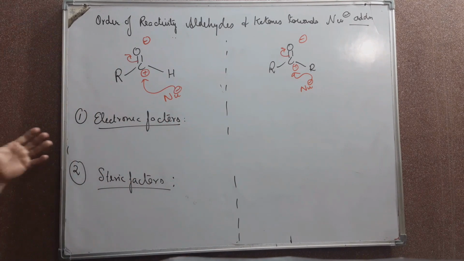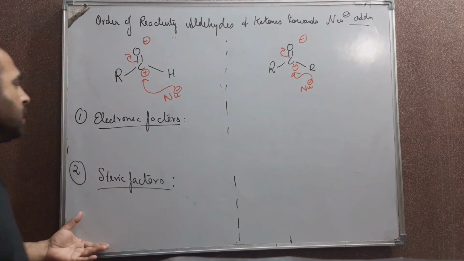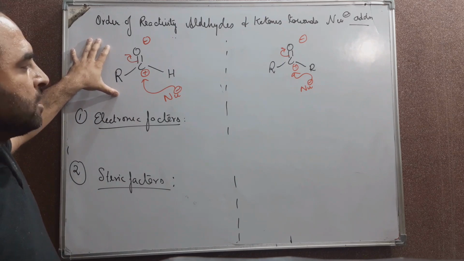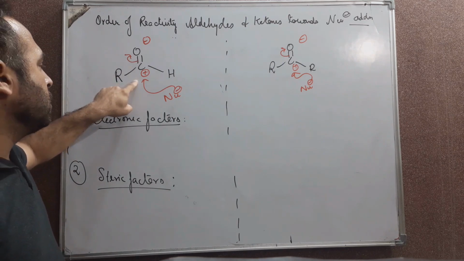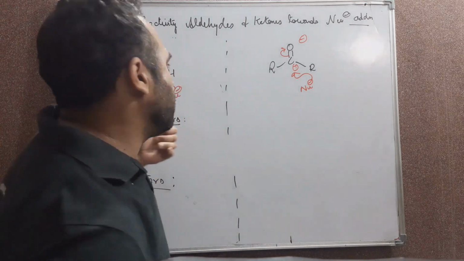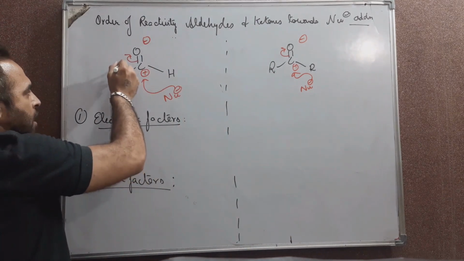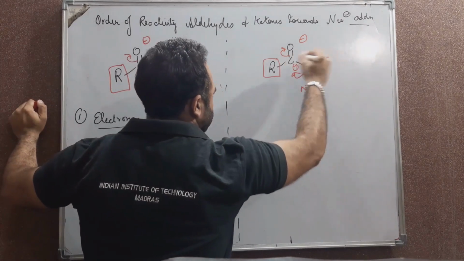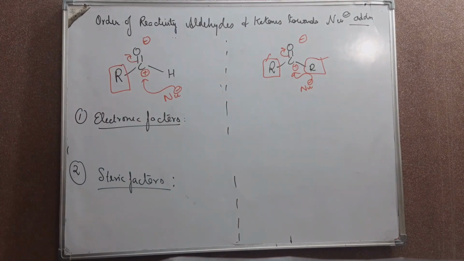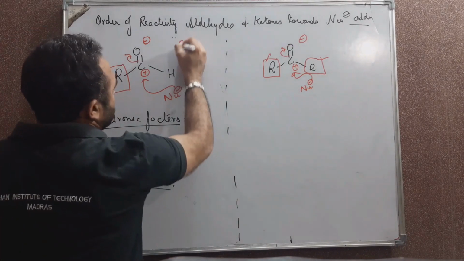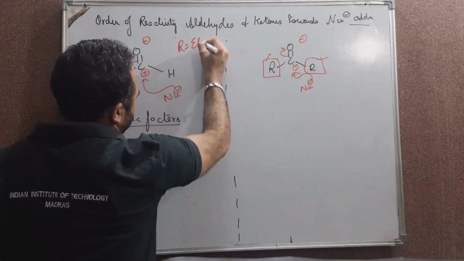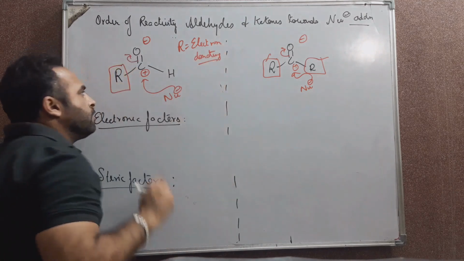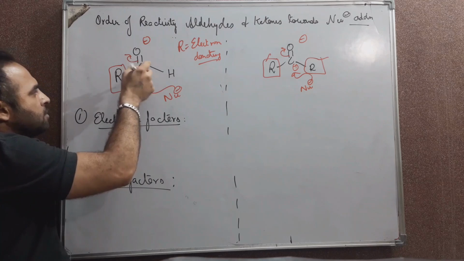Which reaction should occur fast? There are two reasons for the same: electronic factors and steric factors. The more positive charge there is over here, the faster the reaction will be. If you see, there is one alkyl group in one case and two alkyl groups in the other. As you know, alkyl groups are electron donating. They will donate electrons to this carbon.